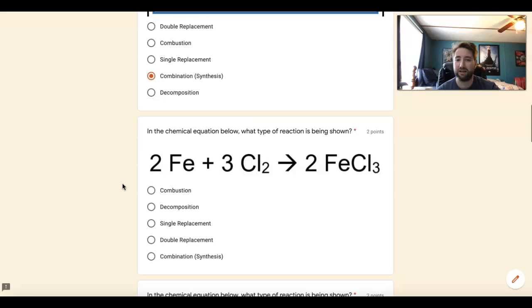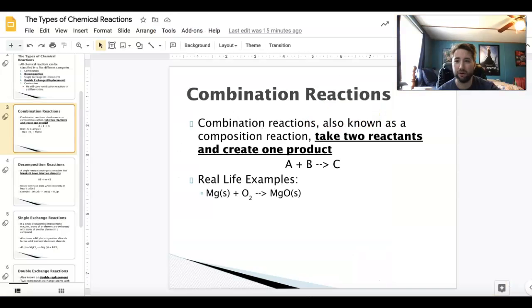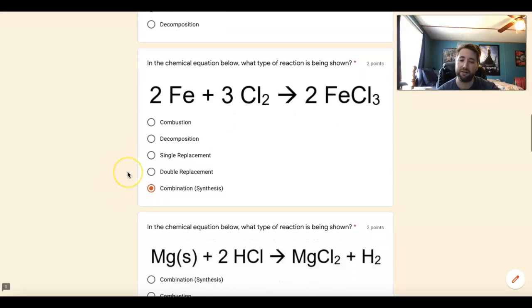Alright, next one, it says in the chemical equation below, what type of reaction is being shown? Now it's trying to trip you up. It's giving you actual examples with the numbers in front of them because that's how we balance them, and we're going to balance them later, like next week. We've got one element here and another element here, and they're coming together to form one product over here. Looking back at the notes, it takes two reactants and creates one product. Wow, that was easy. So let's go back here and do combination or synthesis.